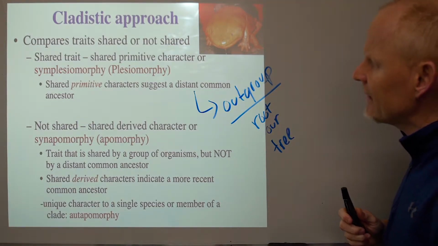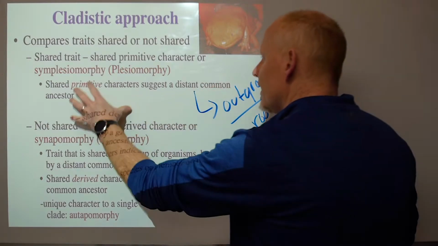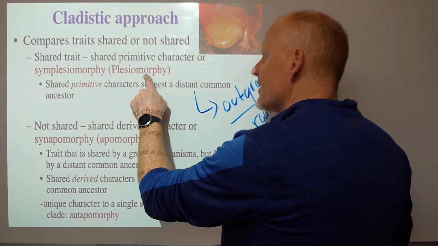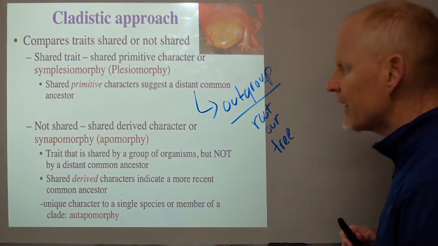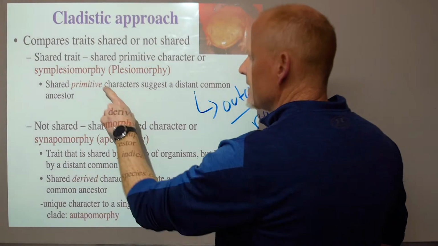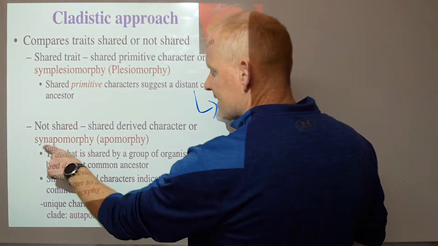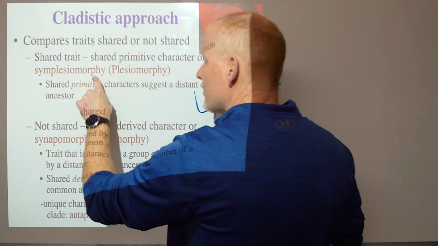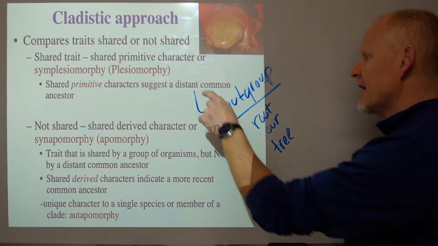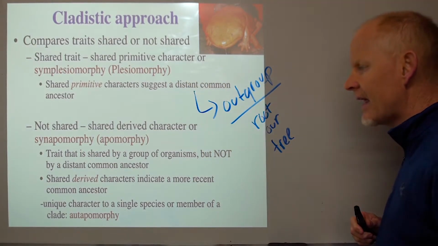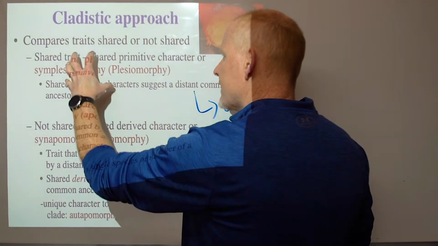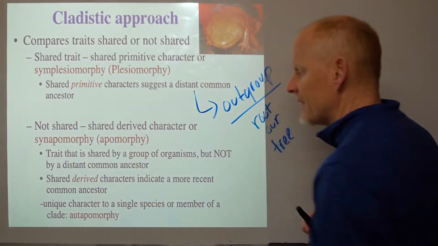So these shared primitive characters suggest a distant ancestor, and we can use these plesio. Plesio means old school, morphe means character, so ancestral characters, that we call synapomorphies and symplesiomorphies. All right, sym means same and syn means same. So symplesiomorphies are groups or suites of characters that determine the ancestral state and are often found at least partly in the outgroup. Not shared, but shared derived characters that are different than the primitive are called synapomorphies.